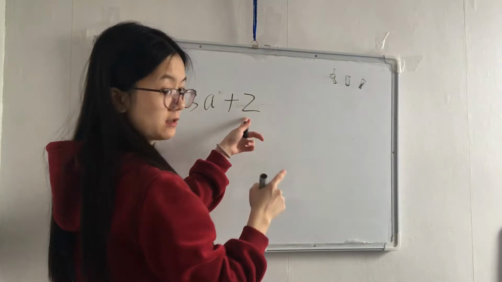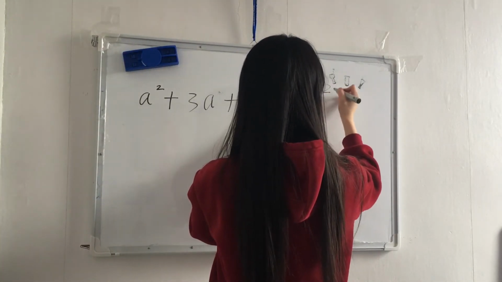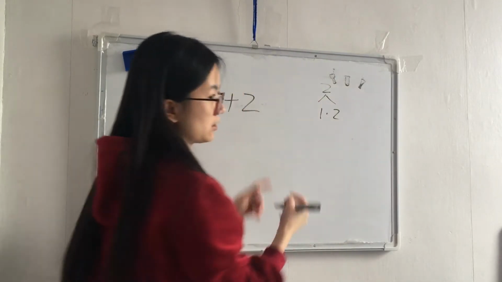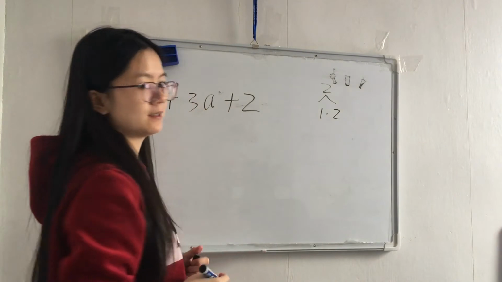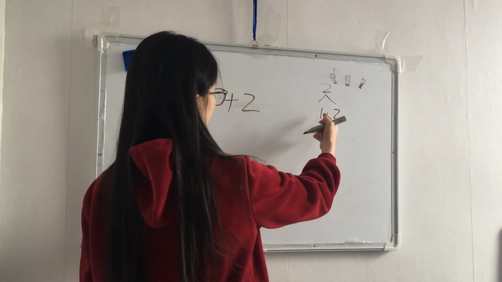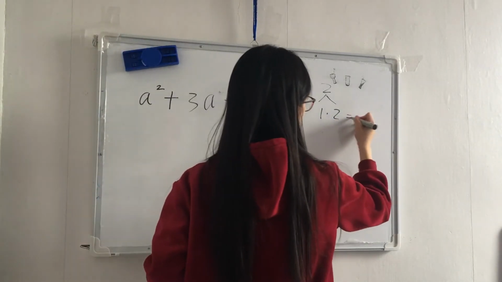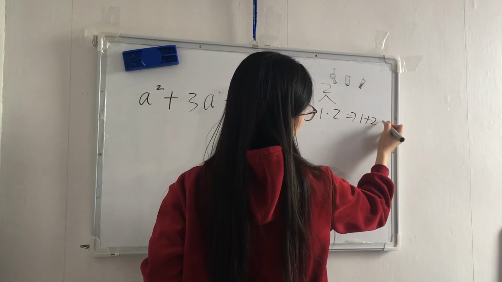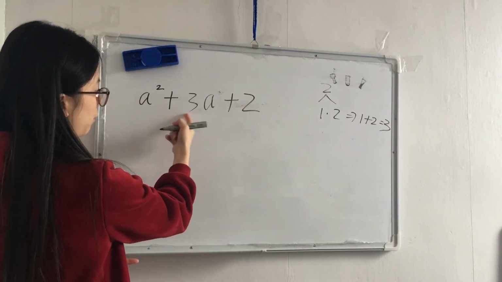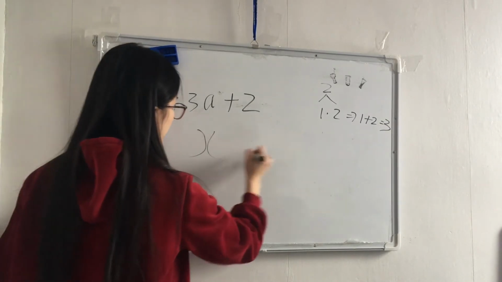We look at this constant. This is 2. So what are the factors of 2? They can be 1 times 2, which gives us 2. Anything else? No more. So that we can check: is 1 plus 2 equal to 3? 1 plus 2 gives us 3. That matches our b term. This is exactly 3. So then we write it in factor form.